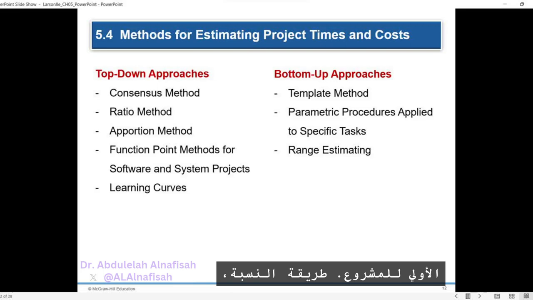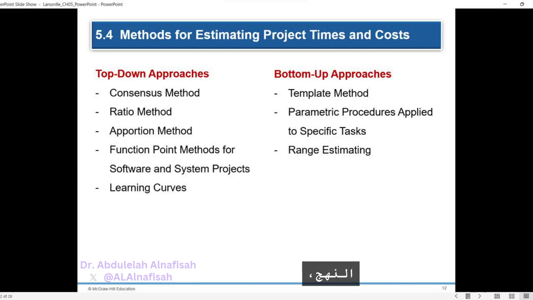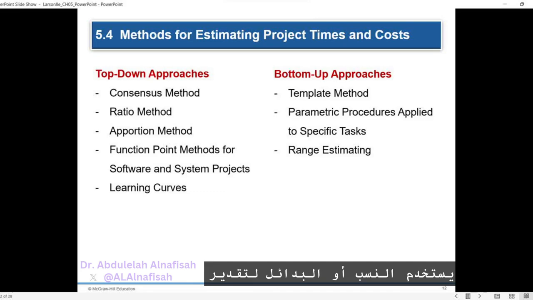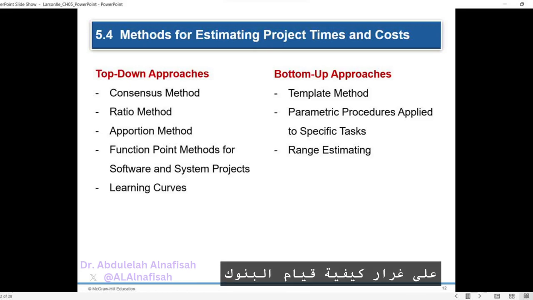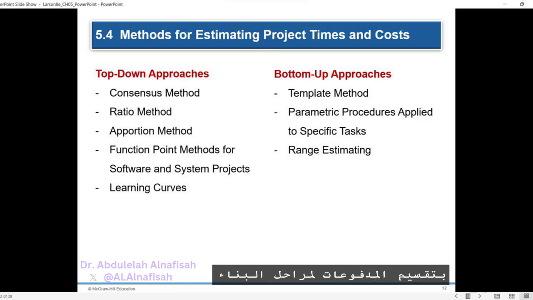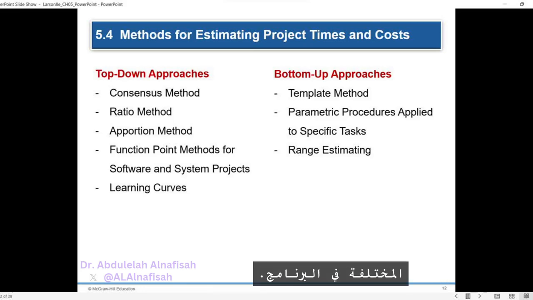The ratio method, a top-down approach, utilizes ratios or surrogates to estimate project times or costs, commonly employed in the concept phase. Examples include estimating house construction costs based on square footage. The apportion method, extending from the ratio method, allocates costs based on past projects, suitable for standard projects with minor variations, similar to how banks apportion payments for different construction phases.